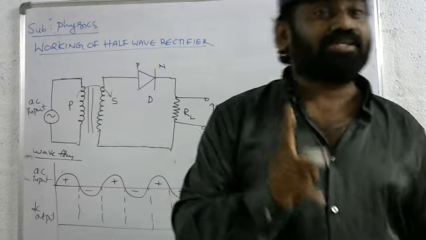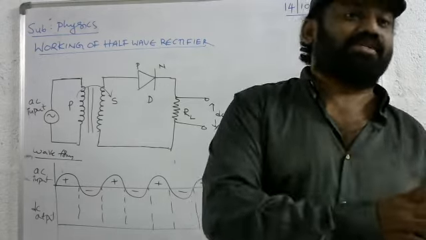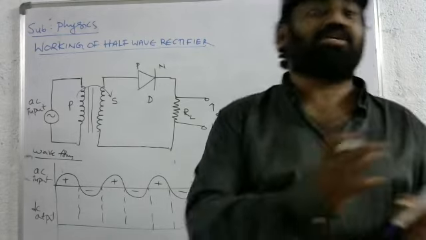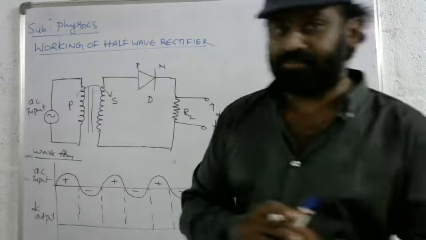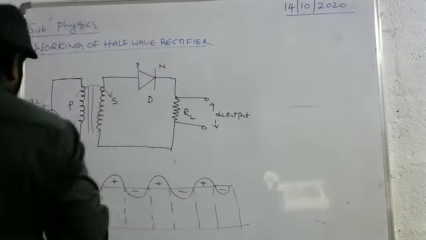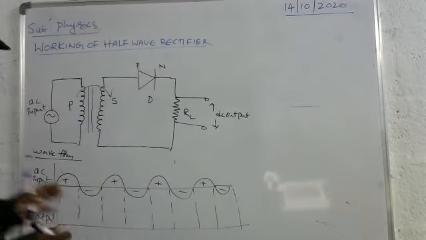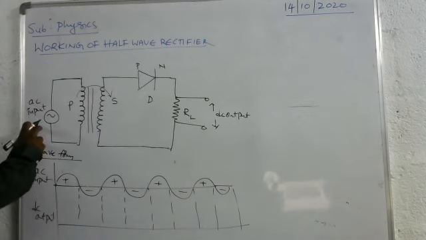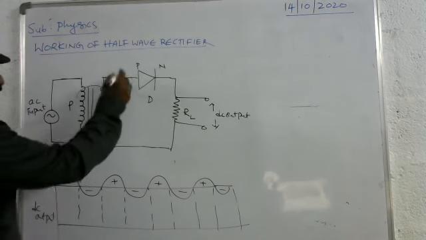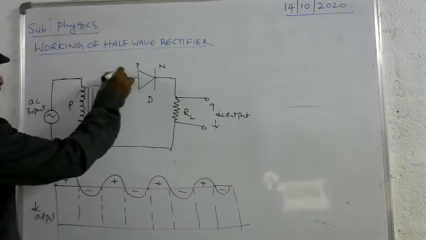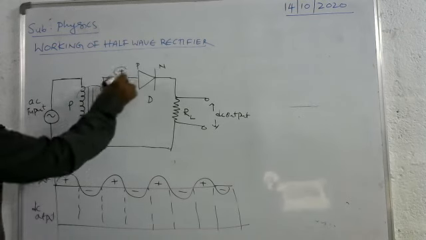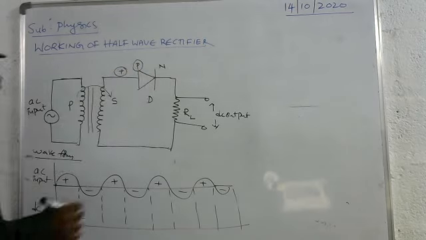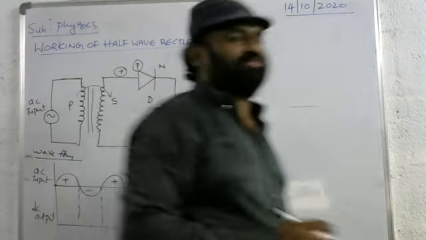In forward bias condition, it allows the current. In reverse bias condition, it does not allow the current. You have to remember that point. Here, let us see what happens. First, the positive half started here. From here it is induced to the secondary. The signal is waiting there. It is positive and this is a p-type. Positive p-type means the diode is in forward bias.